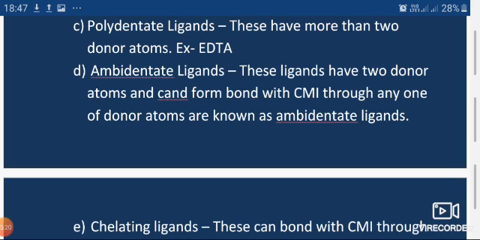You can say these ligands have two donor atoms and can form a bond with the central metal ion through any one of the donor atoms. The example is carbon monoxide. Along with this carbon monoxide you can say sulfate ion, SO4 2-, then CN minus ion, and then NO ion. All these are ambidentate ligands.